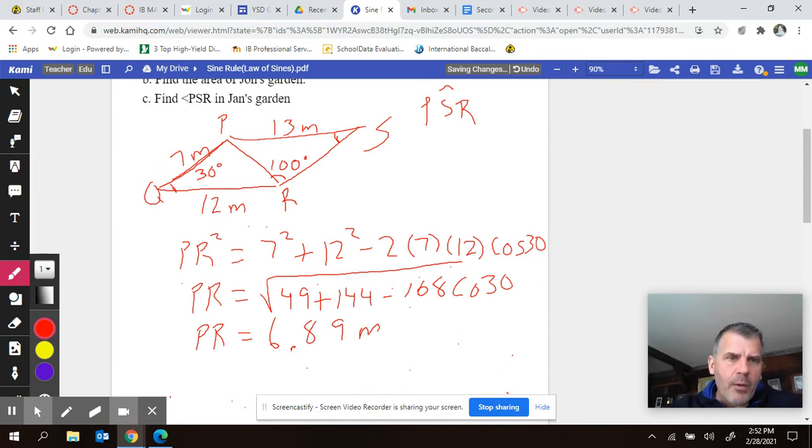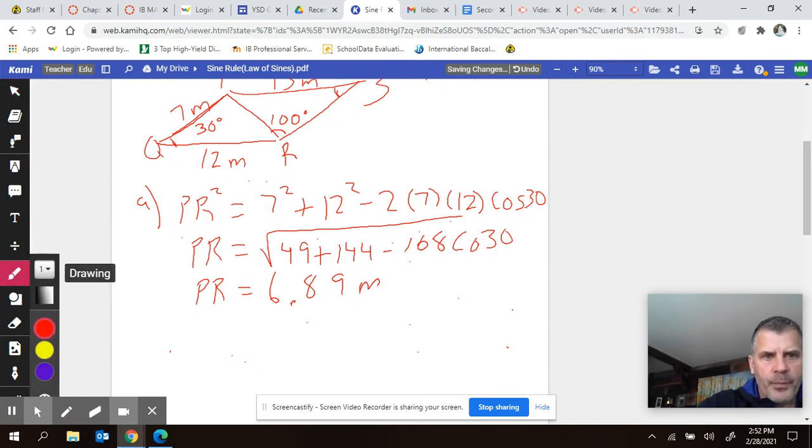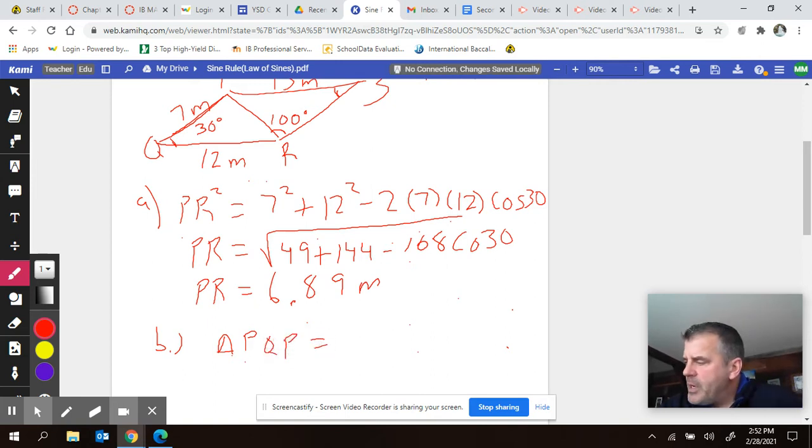Then they want us to find out, what's the area of John's garden? So there's part A. Now part B, the area of that triangle, PQR, is going to be found with those measurements that we have there.